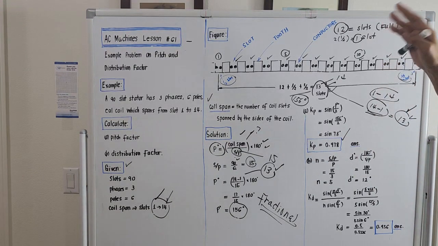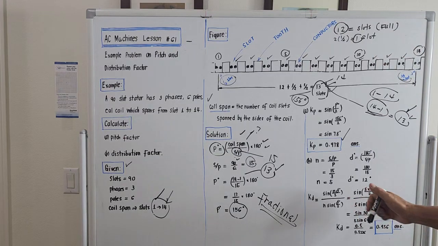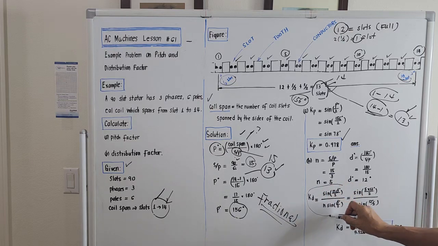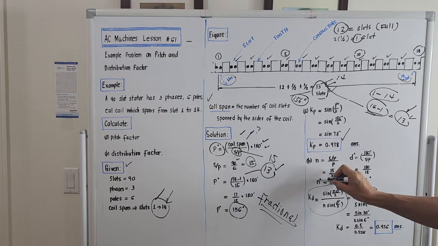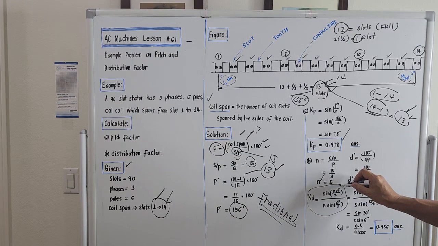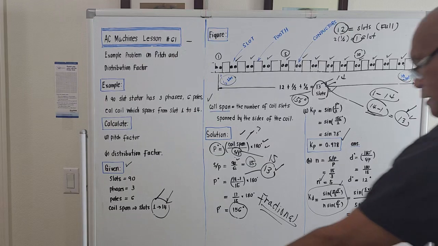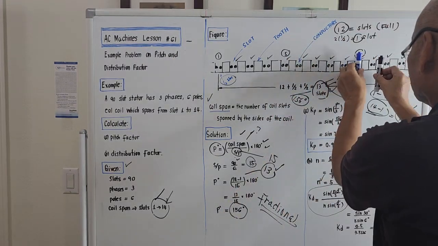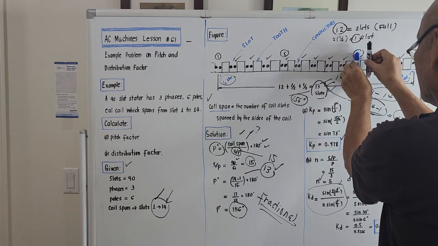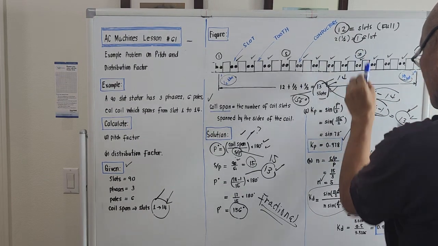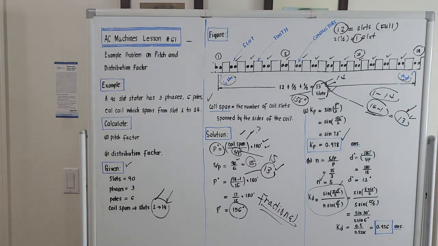For the so-called distribution factor, this should be the formula. It's not so critical because we just have to compute for small letter n and for d degree. The d degree is actually the total degrees in between slots. Okay, how many degrees is the distance between slots? And actually we could compute for that one.